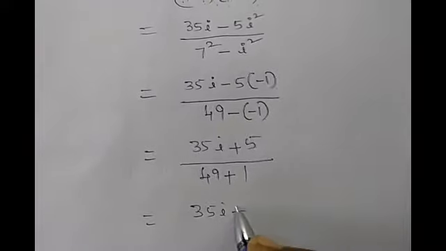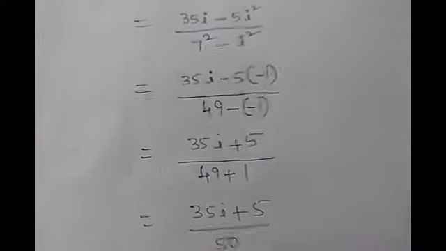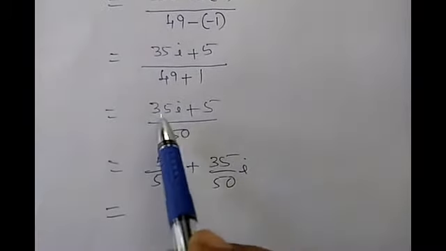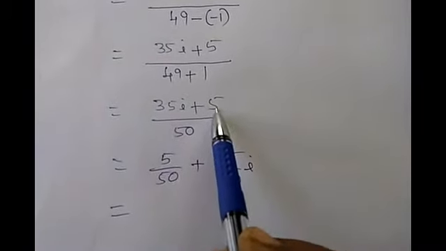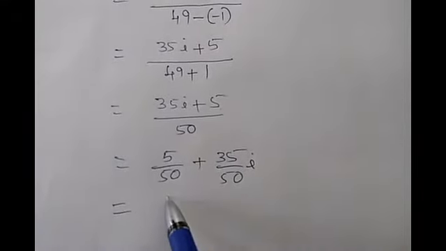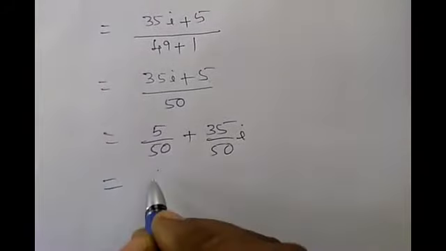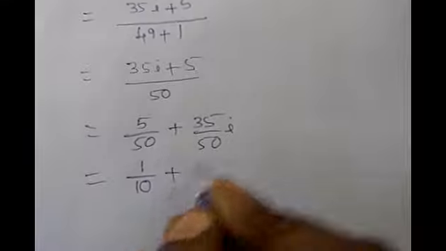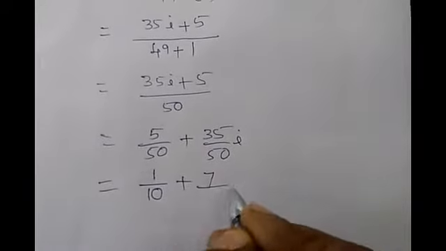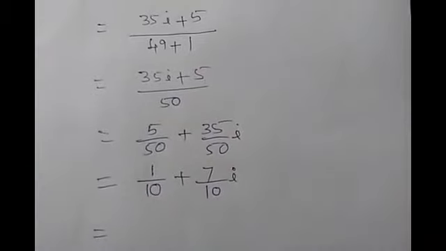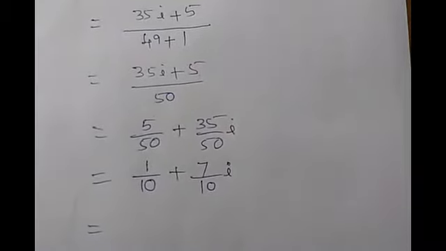Which equals 35i plus 5 by 50. Now separate this 50 into these two terms: 35i by 50, 5 by 50. Okay. Now cancel these two. 5 ones are 5, 5 tens are 50, so 1 by 10. 5 sevens are 35, 5 tens are 50. This is in the form of a complex number.